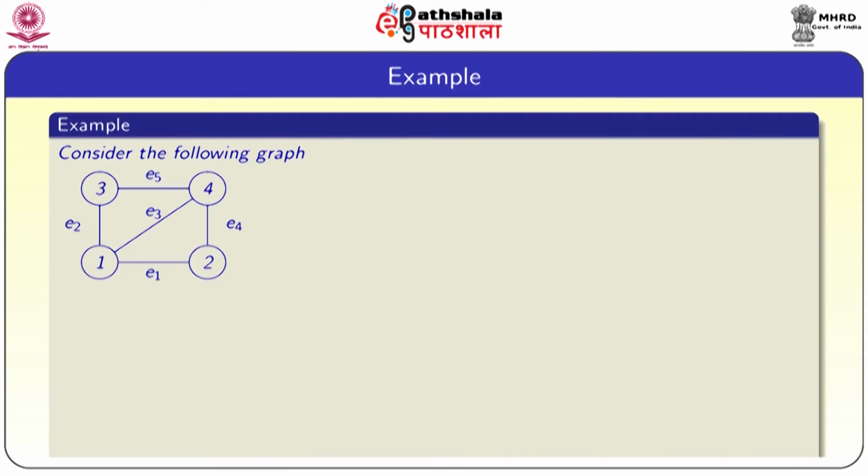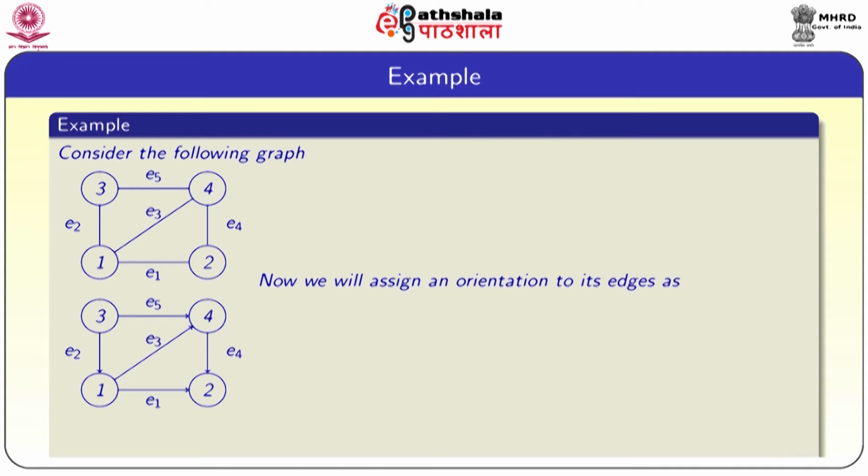For example, consider the following graph. This graph contains 4 vertices 1, 2, 3, 4, and it has 5 edges E1, E2, E3, E4, E5. So, the incident matrix size is going to be 4 by 5. Now we will assign some orientation to its edges. This orientation is arbitrary. We can give whichever way we like.